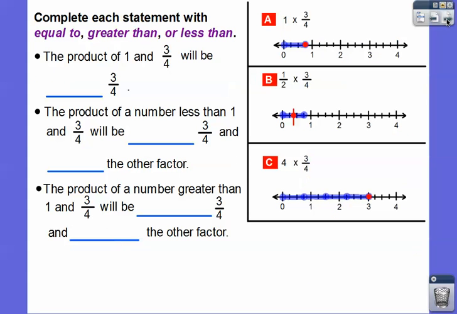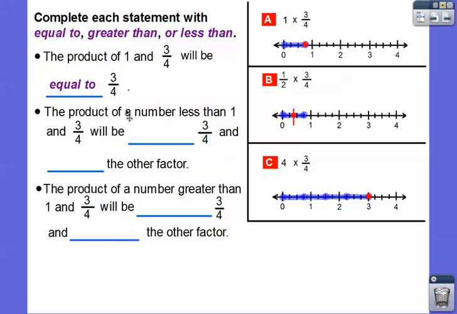We're going to use those graphs to talk about greater than, equal to, or less than. Complete each statement with equal to, greater than, or less than. The product is these red dots. So the product of 1 and 3/4 is right there. Is it going to be equal to, less than, or greater than 3/4? This is going to be equal to 3/4. 1 times anything just equals that anything.